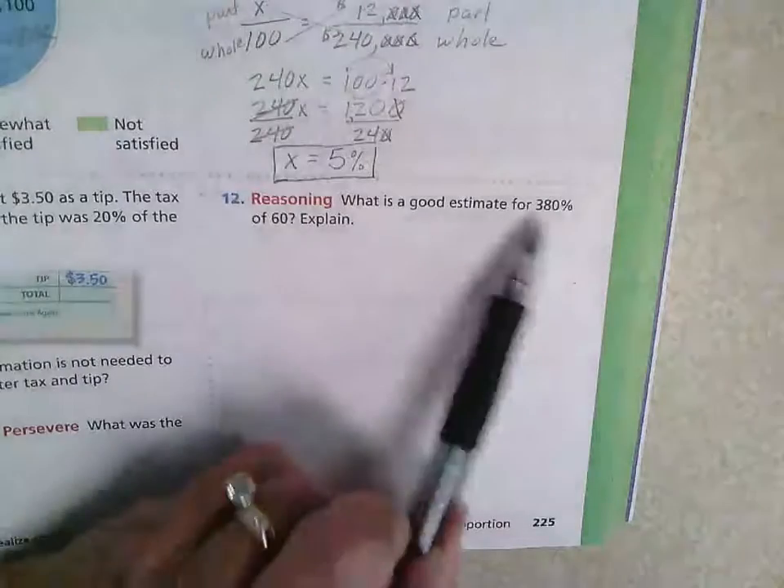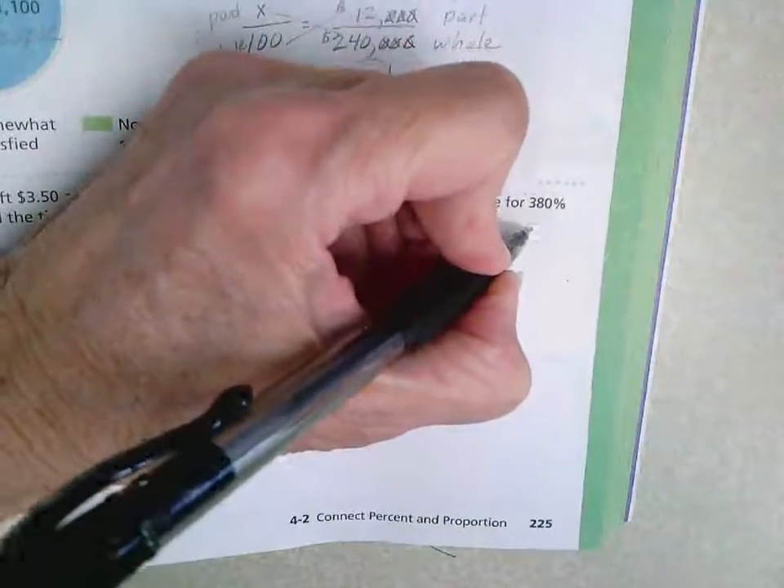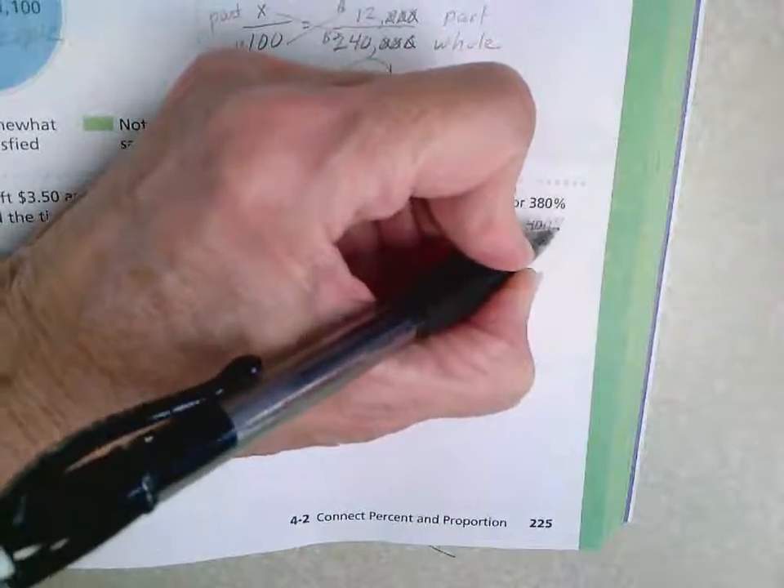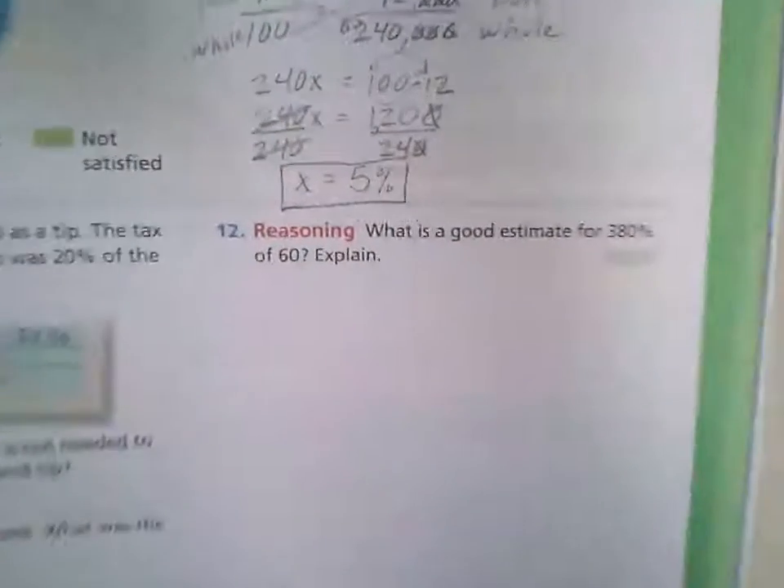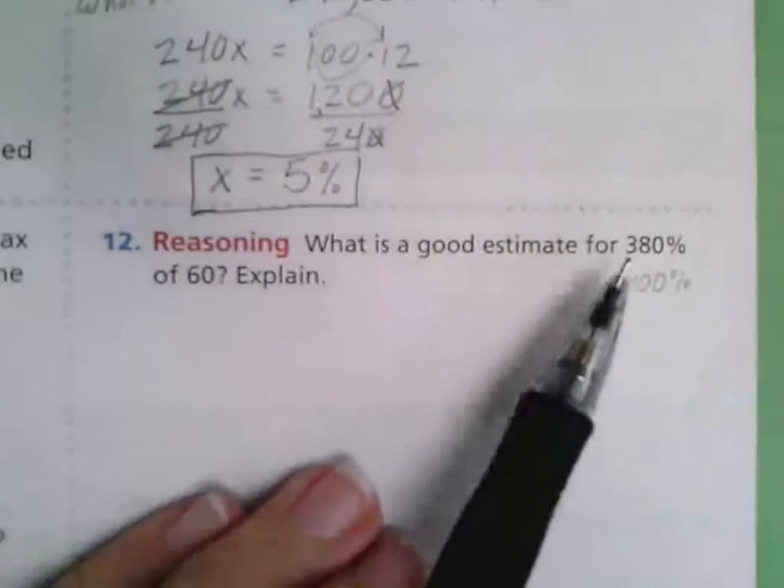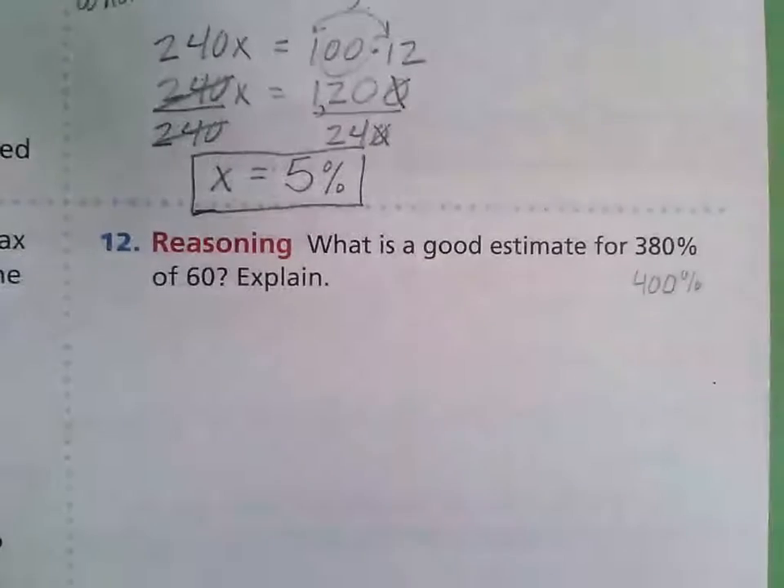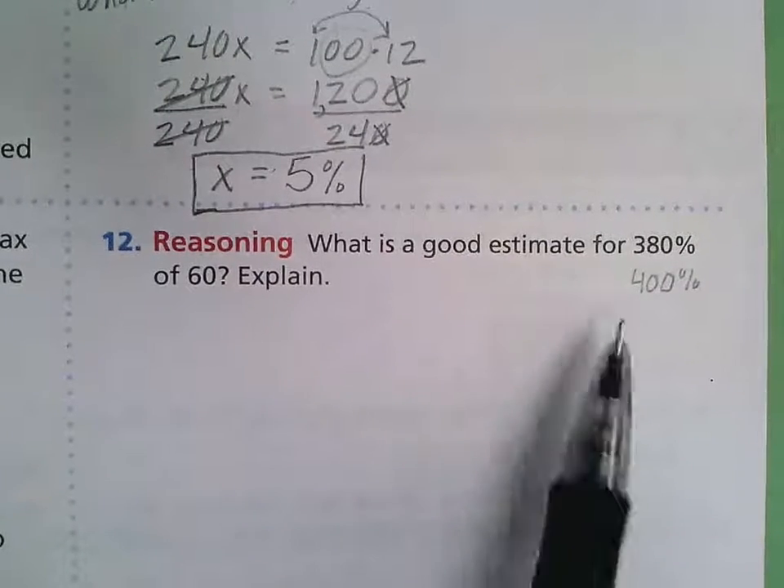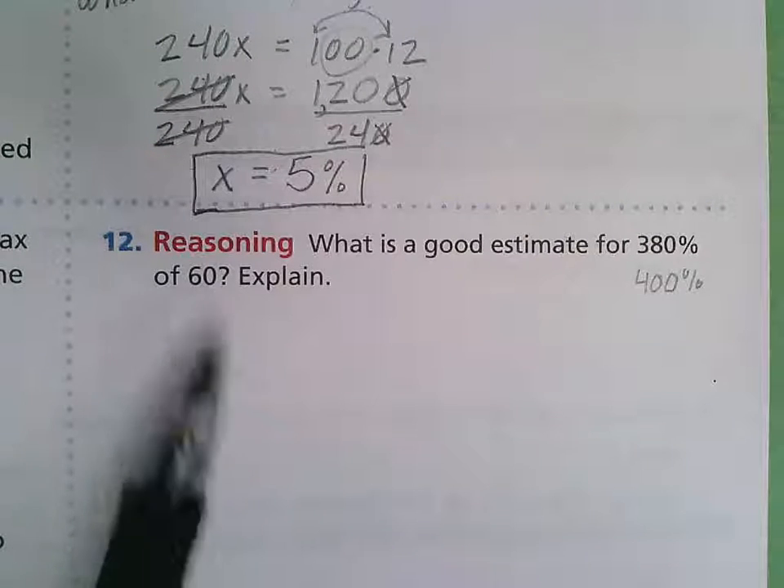Well, 380% looks like a number that's pretty close to 400%. If I was going to round 380, I would round it to 400. 400 is a number that's easy to work with. 60, that's not such a bad number to work with. It ends in a 0. So I think I'm just going to leave that one.